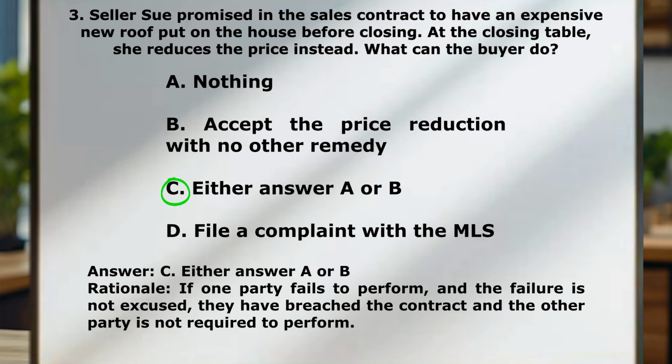So if one party fails to perform and the failure is not excused, they have breached the contract and the other party is not required to perform. So in this scenario, the buyer basically can just accept the reduced price instead of that roof, or they can do nothing. And so filing a complaint with the MLS does not really make sense in this one, just because the MLS is related to agents and it doesn't say anything about Sue being an agent.